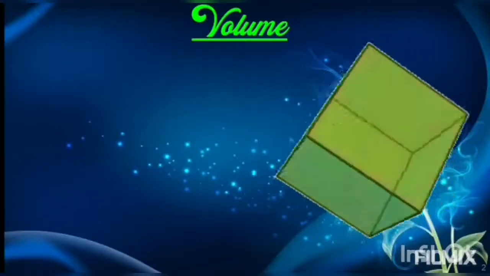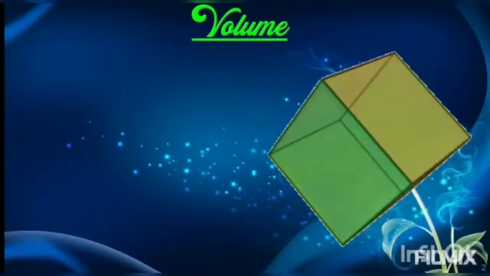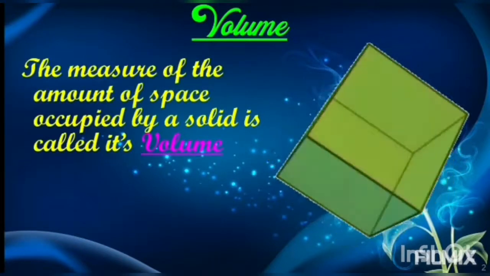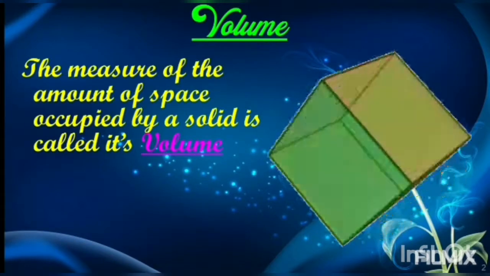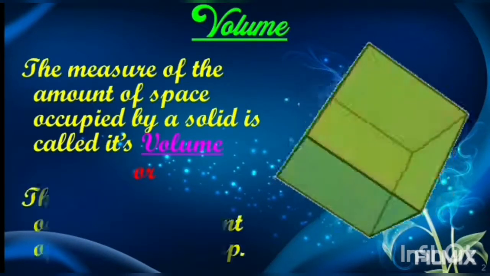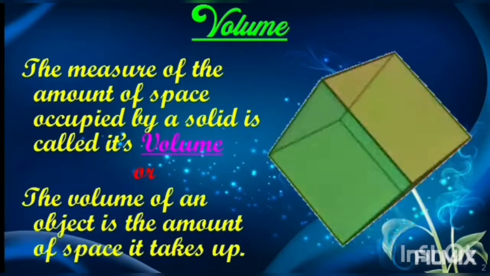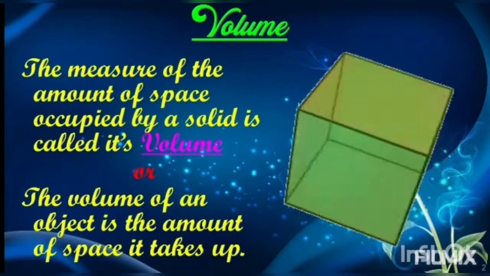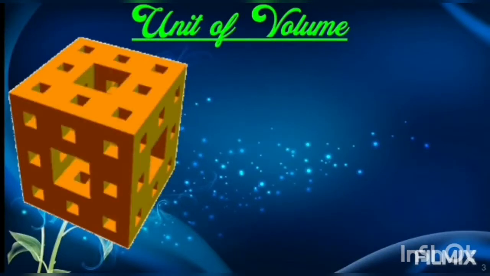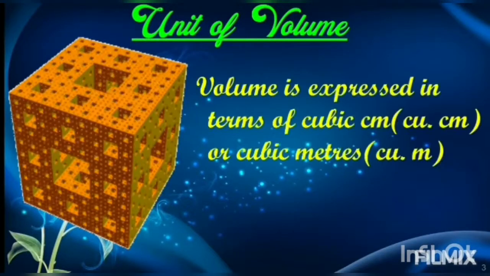First of all, let's understand what we mean by volume. The measure of the amount of space occupied by a solid is called its volume. Or in simple terms, we can say that the volume of an object is the amount of space it takes up.